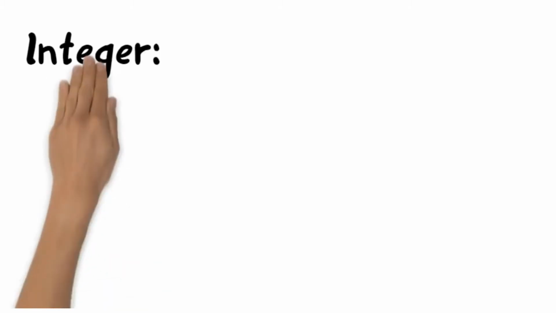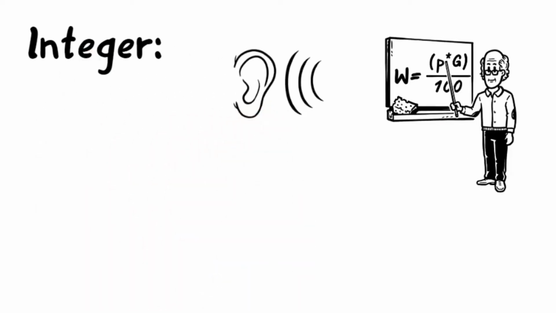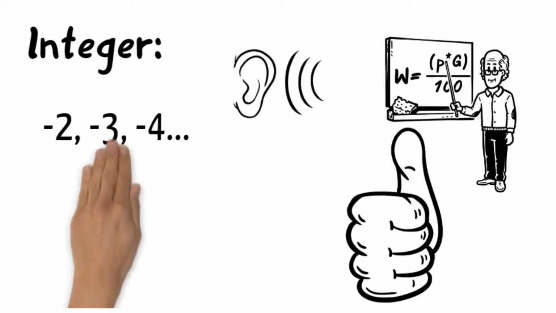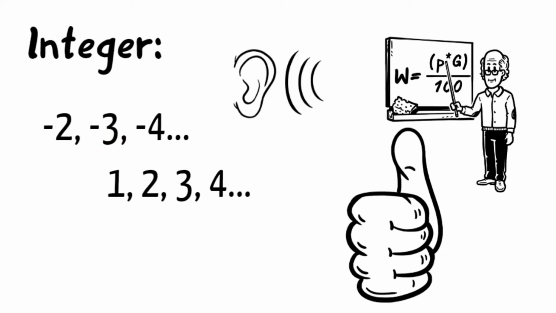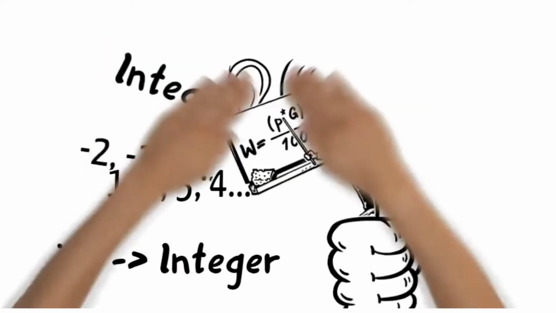So let's start with integer, the most basic data type. Well, if you've listened to your maths teacher well enough, integers mathematically are the combination of negative and positive numbers, and so it is in Python. Int represents integers in Python.